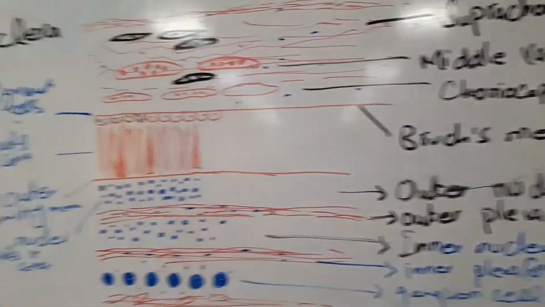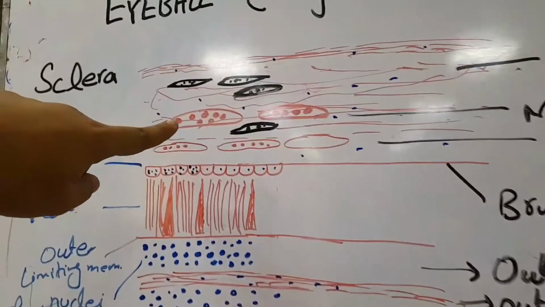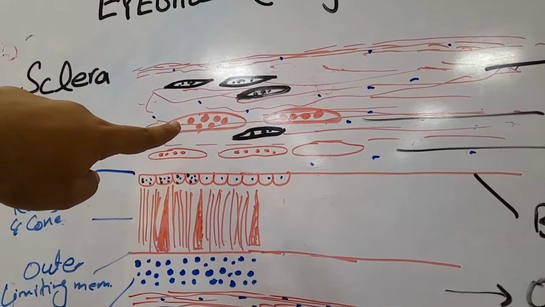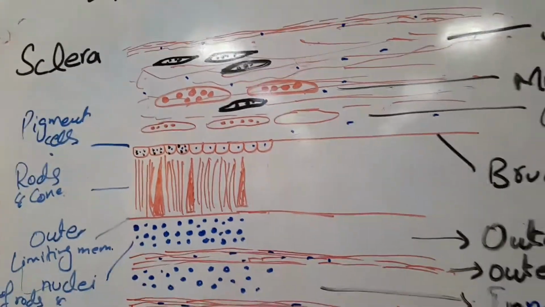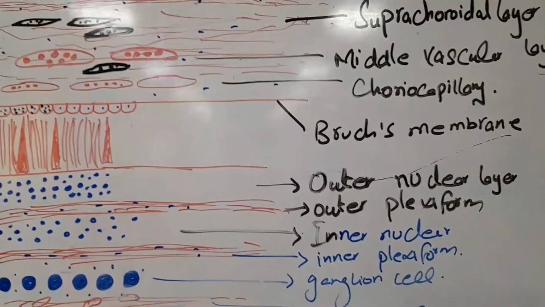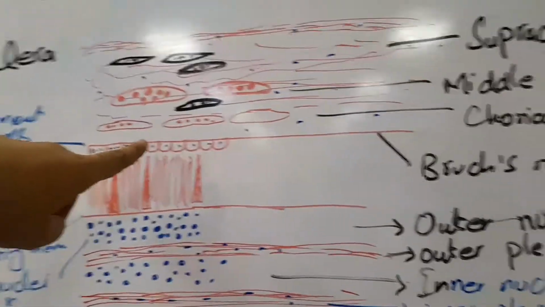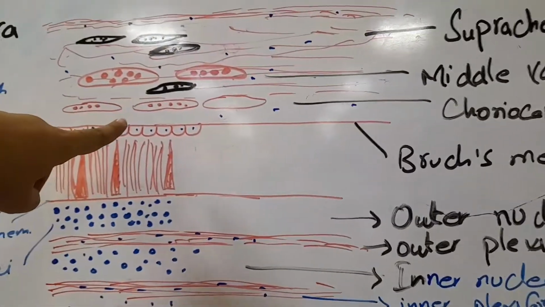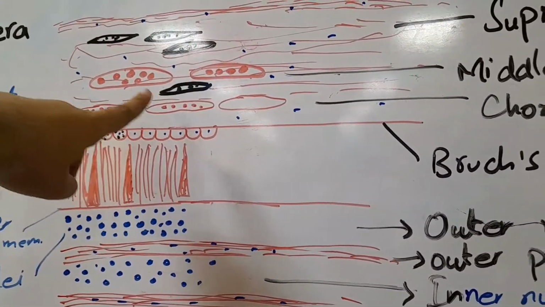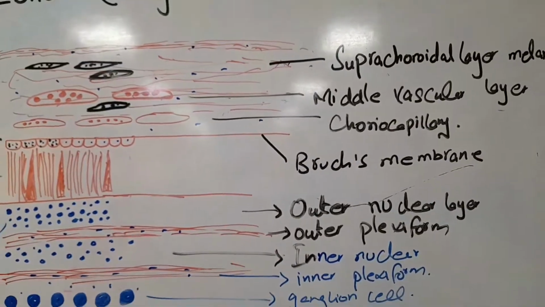Then the middle vascular layer contains the blood vessels. This is the middle vascular layer, and this is indicated by the blood vessels which contain RBCs, and the RBCs would be better if drawn in red. Then below it lies the choriocapillary layer. The choriocapillary layer consists of the capillaries. These are small, but these blood vessels should be drawn large. So these are basically the three layers of the choroid.